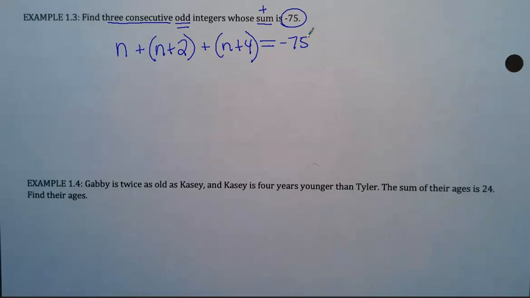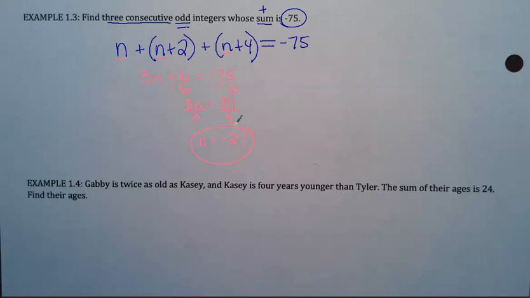All right, then we're ready to solve it. So we can combine our like terms, right? N plus n is 3n. 2 plus 4 is 6. So 3n plus 6 equals negative 75. Now we need to balance and solve. So we're going to subtract 6. We'd have 3n equals negative 81. What will we do next? Good. Divide by 3. So n equals negative 27.